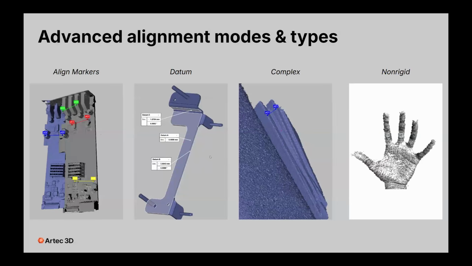Let's see a short overview of them. We have four different advanced modes and techniques. The first one is called align markers. Then we have the datum alignment, the complex alignment, and the non-rigid alignment. Each of them has its own use cases. I would say that those methods are more niche than the ones that we have discussed before, so they may be suitable for some specific situations.